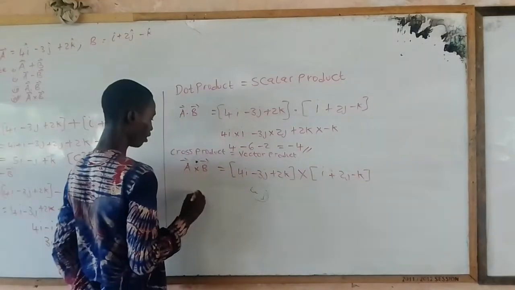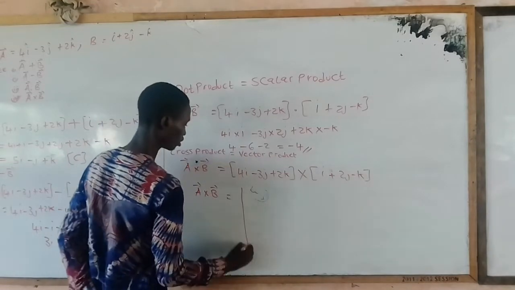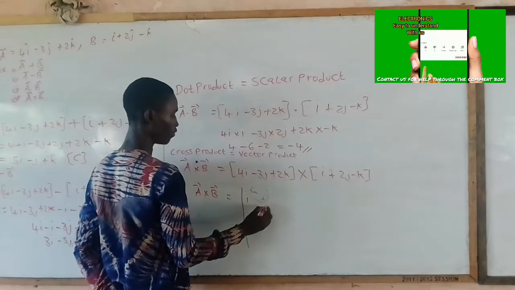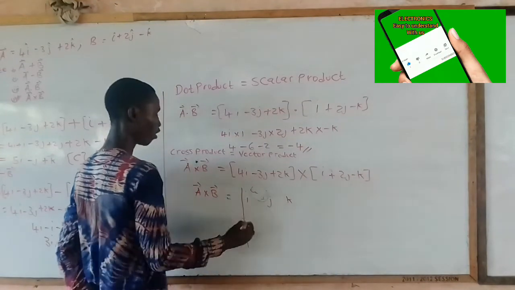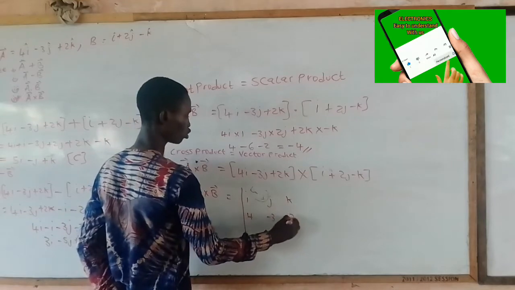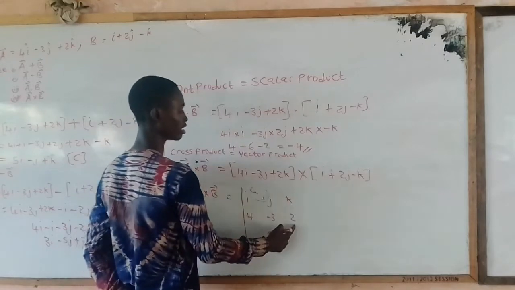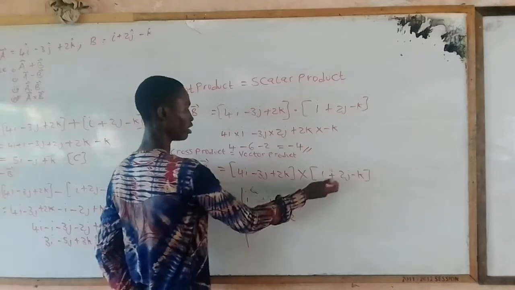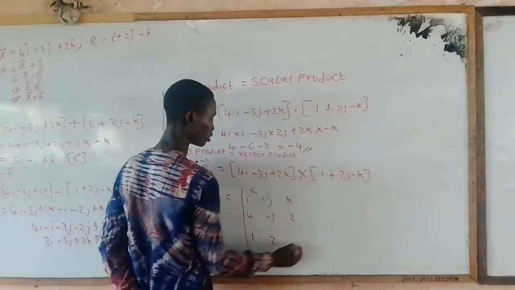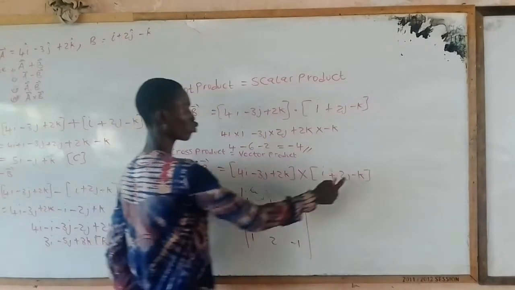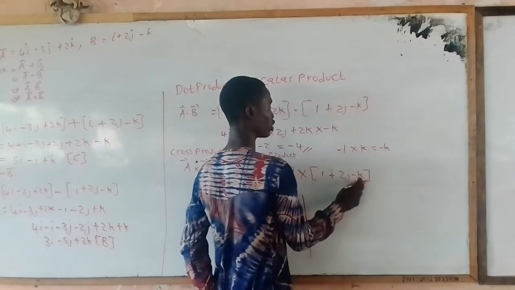Now how do we solve this? So A multiplied by B, that's our cross product, will give us, what do we have here? We have here to be i. What do we have here? We have here to be j. What do we have here? We have here to be k. Using a 3 by 3 matrix. Here is what? 4, minus 3, 2. The coefficient of i is what? 4. Coefficient of j is what? Minus 3. Coefficient of k is what? 2. And here, our coefficient of i is what? 1. Here is what? 2. And here is what? Minus 1. Minus 1 times k is equal to minus k. That's why the coefficient here is minus 1.